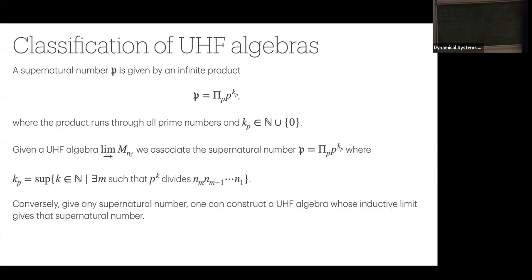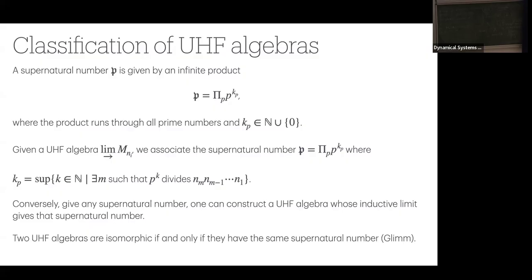Conversely, if you are given a supernatural number, you can construct a UHF algebra, and its inductive limit will give you back that supernatural number. So indeed, we have that two of these are isomorphic if and only if they have the same supernatural number. This was due to Glimm.